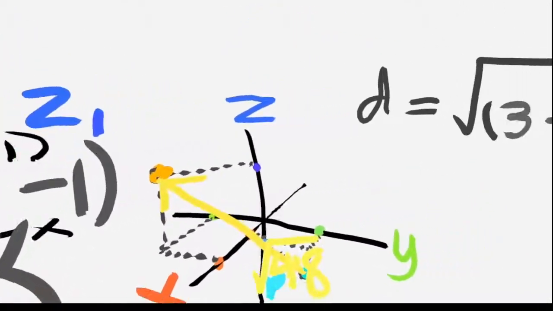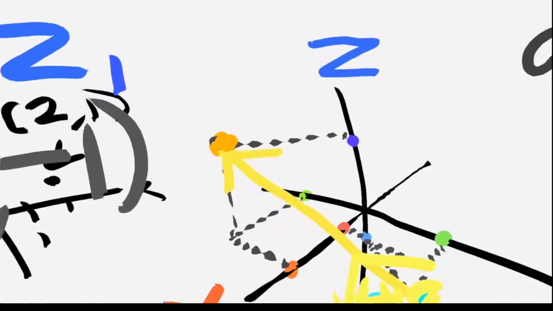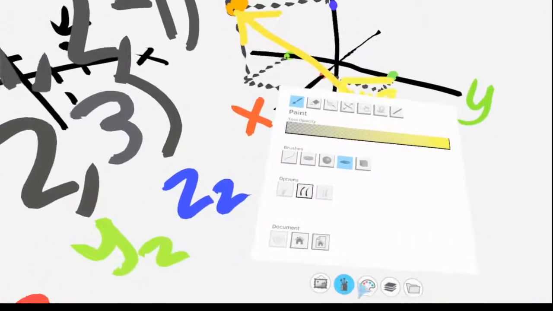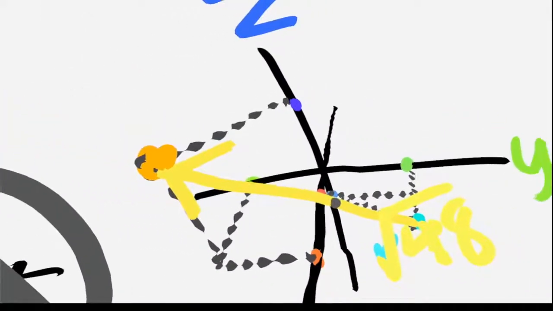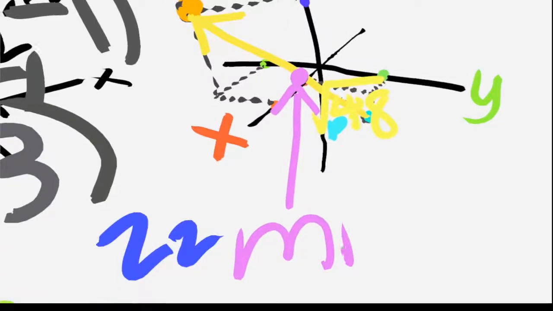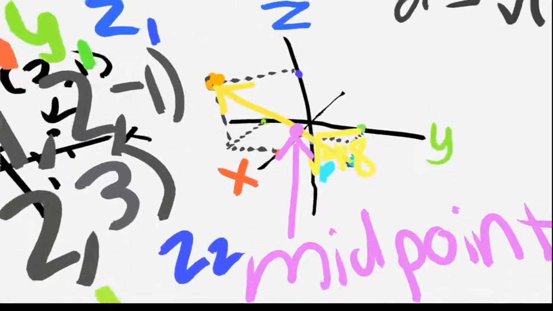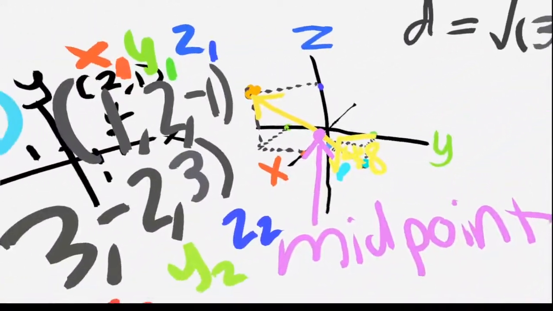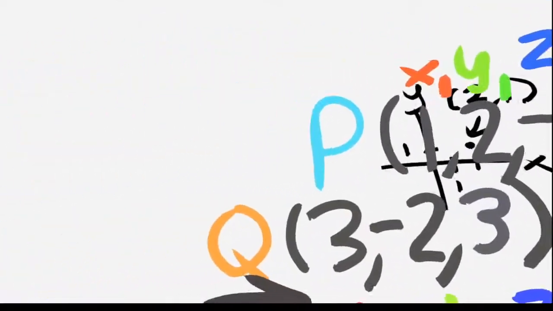What else is there? Well, let's say you wanted to find a midpoint. The midpoint will be between point Q and point P, which is right here. I'll color it pink. Okay, let's say you want to find the midpoint. Now I'm used to the midpoint formula. It's exactly the same idea as your distance formula.